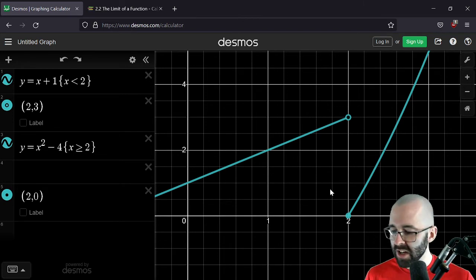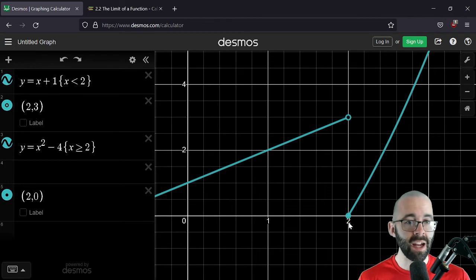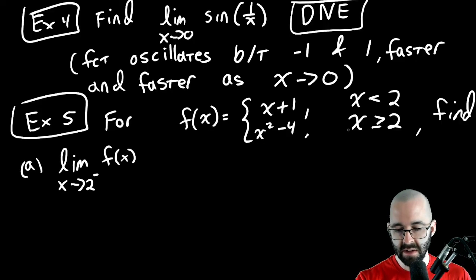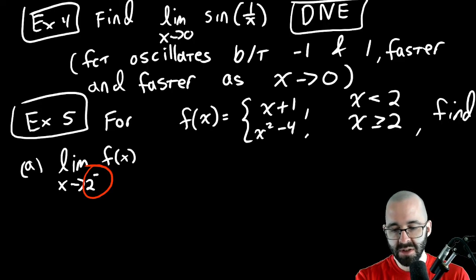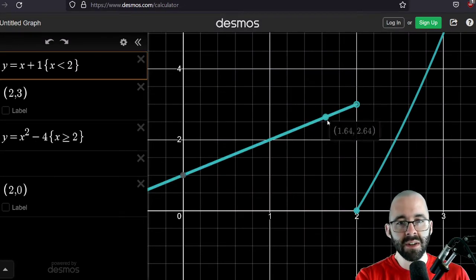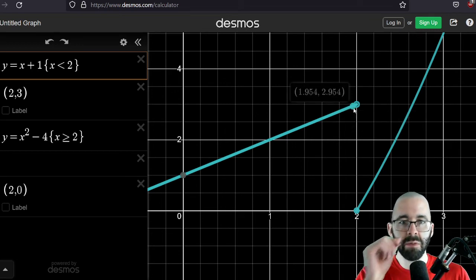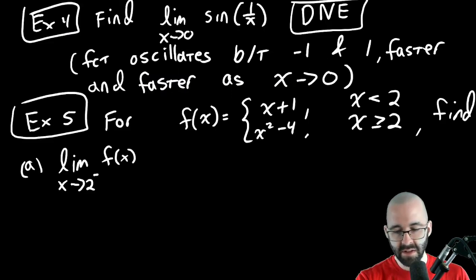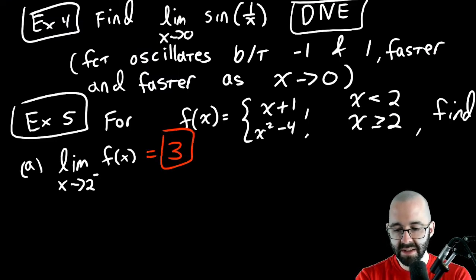And so what is the question asking? The question is asking about the limit at 2, when x is 2. It's asking about the limit from the left. The limit as x approaches 2 from the left. Well, everything on the left of 2 is on this piece, and it's getting really close to that y value of positive 3. So we're going to say this limit is equal to positive 3.